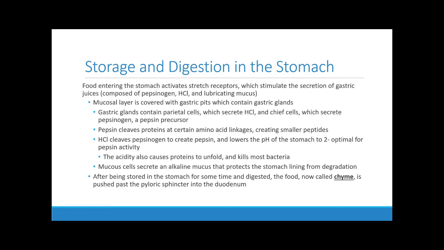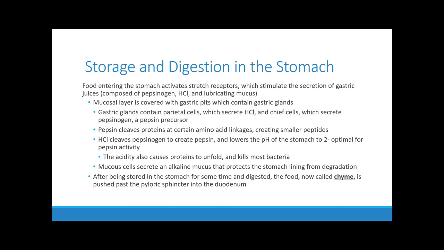Food entering the stomach activates stretch receptors that stimulate secretion of gastric juices from the mucosal layer of the stomach. This layer is covered in gastric pits, inside of which are gastric glands containing parietal cells and chief cells. Chief cells secrete pepsinogen, the precursor of pepsin, a type of enzyme called a protease that cleaves proteins. Parietal cells secrete hydrochloric acid, which performs a number of functions.